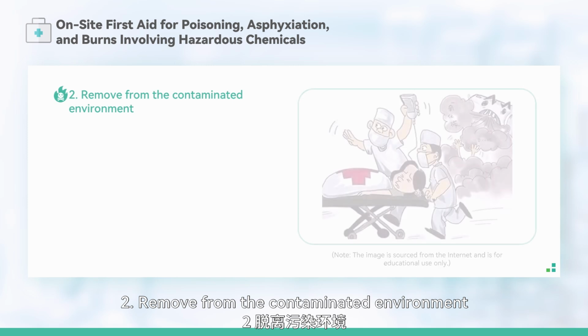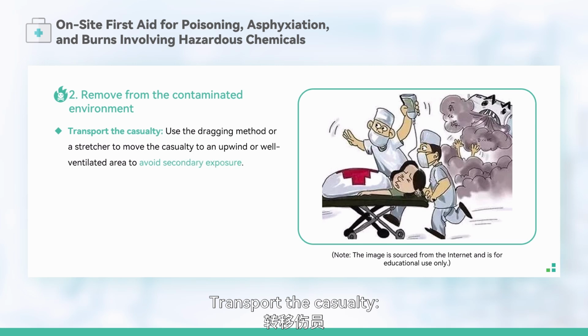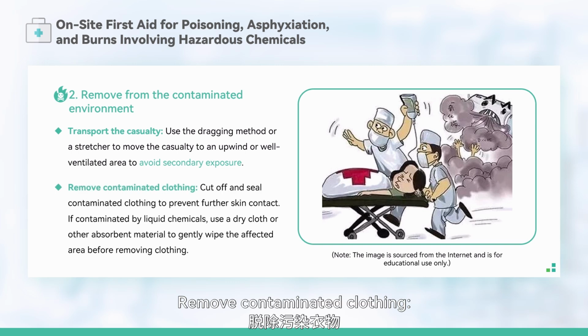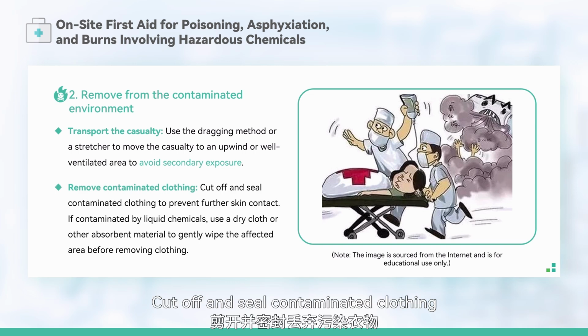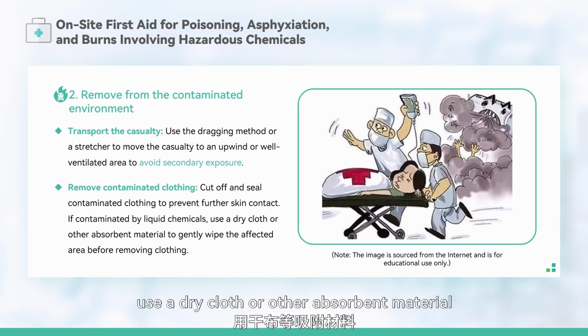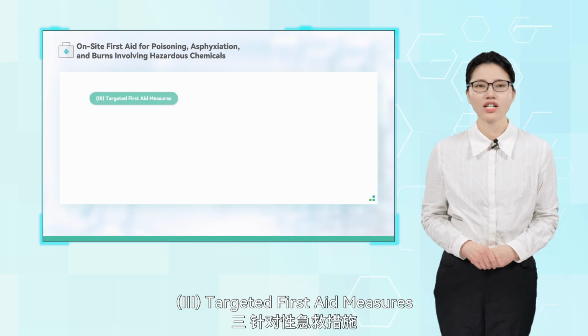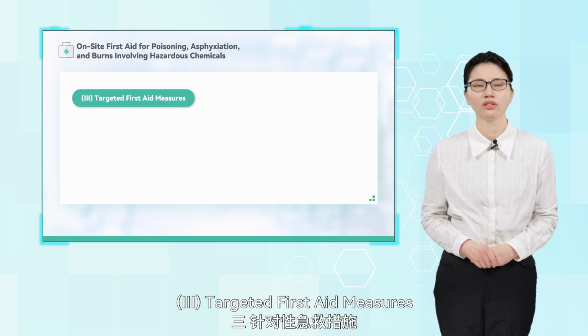2. Remove from the contaminated environment. Transport the casualty. Use the dragging method or a stretcher to move the casualty to an upwind or well-ventilated area to avoid secondary exposure. Remove contaminated clothing. Cut off and seal contaminated clothing to prevent further skin contact. If contaminated by liquid chemicals, use a dry cloth or other absorbent material to gently wipe the affected area before removing clothing.